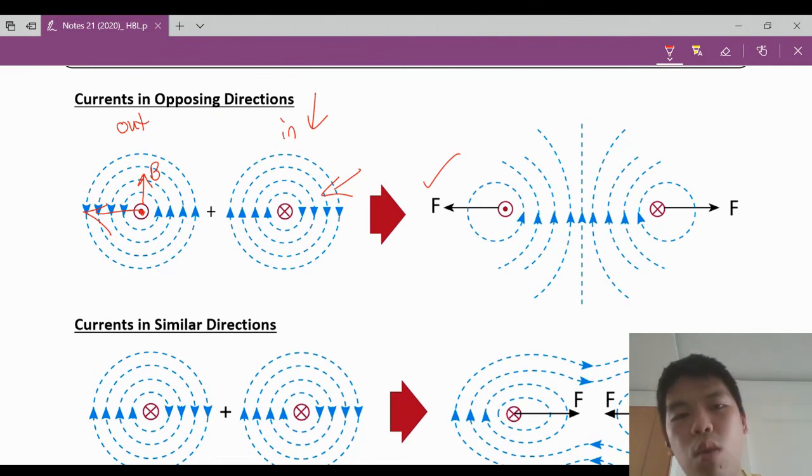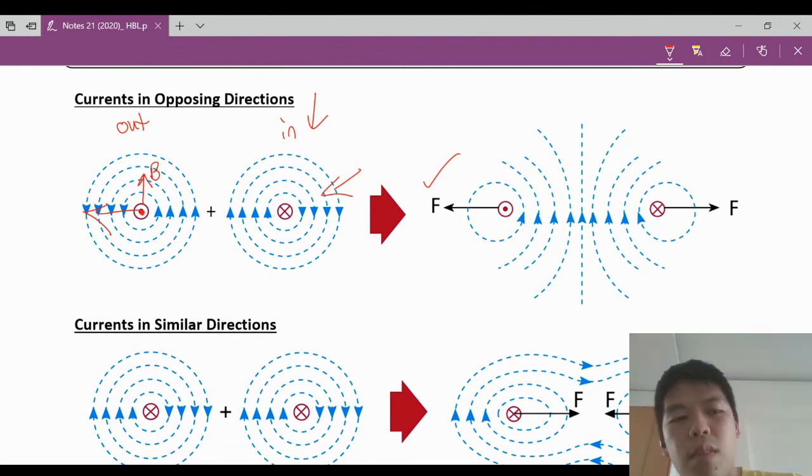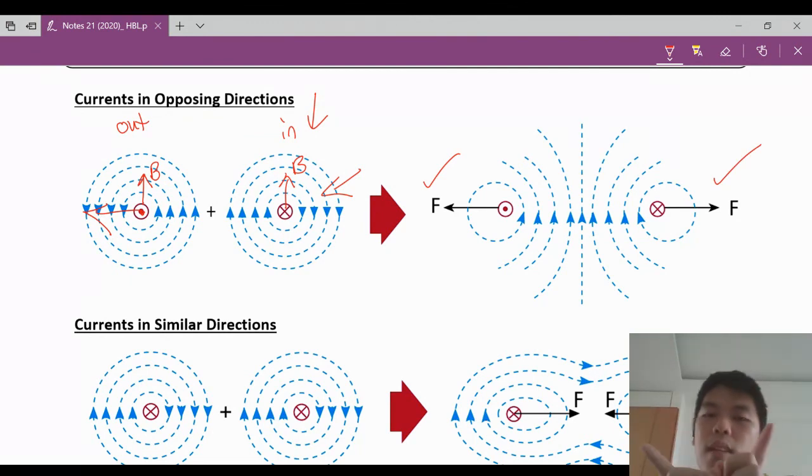Now, if you repeat the whole explanation using Fleming's left hand rule for the other wire, this wire goes down, meaning that the magnetic field is here. FBI: B goes in, and you see that the force goes here. So as you can see, if they're in opposite directions, they will repel.